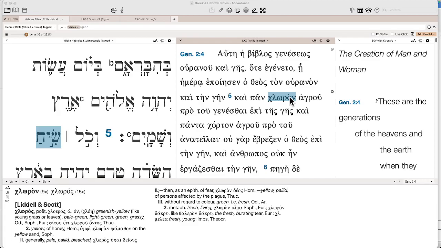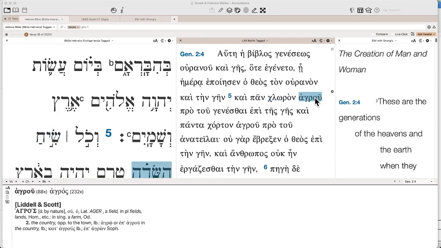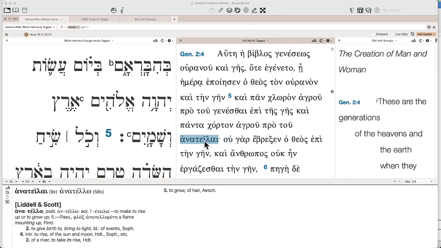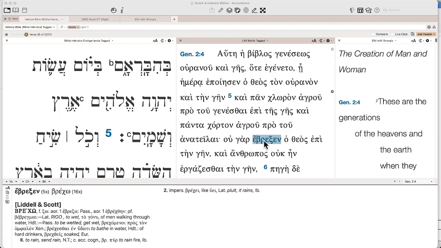word in the Septuagint is just green stuff. So is it all plants? Is it plants of the field, like cultivated plants? Something like that. And then you have this statement, before they sprang up, for God had not yet rained upon the earth.